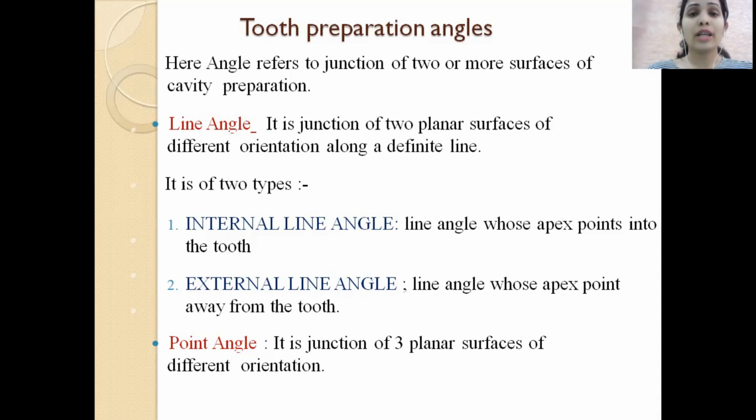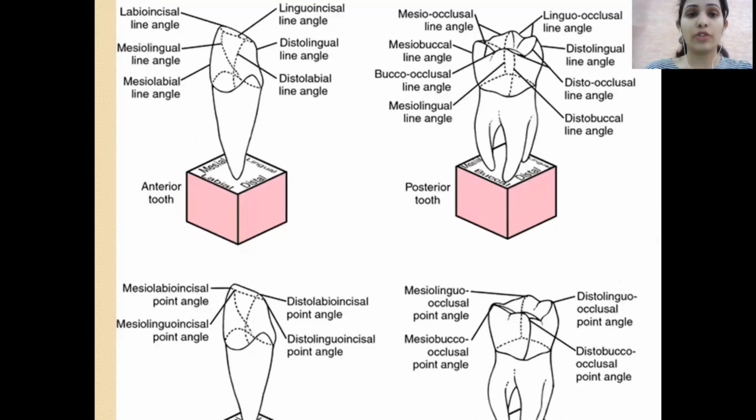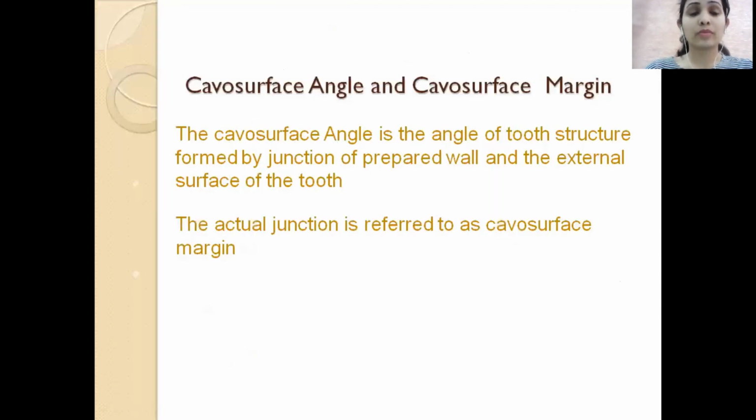Point angle: it's the junction of three planar surfaces of different orientation. So a line angle was the junction of two planar surfaces of different orientation, and a point angle is the junction of three planar surfaces of different orientation. So these are your different line angles and point angles. This will be explained to you through a demo in a practical lecture.